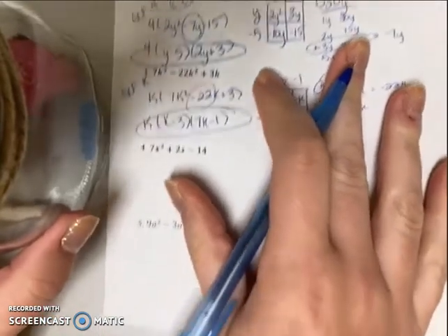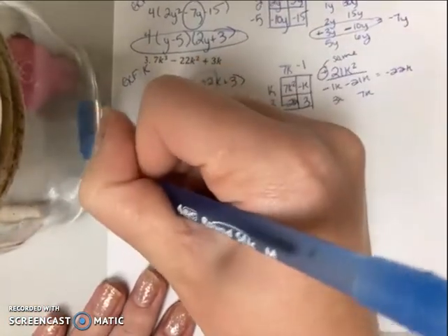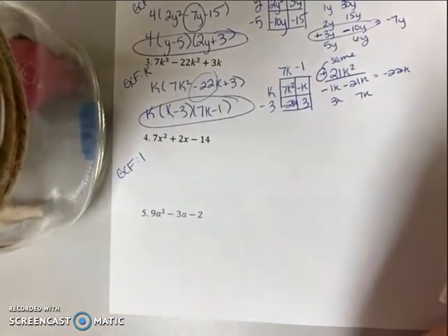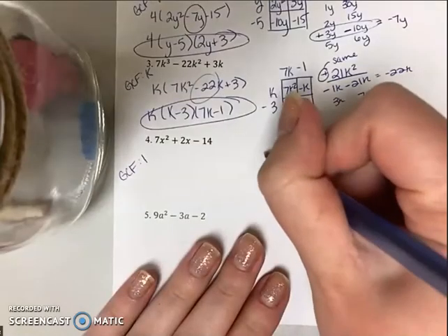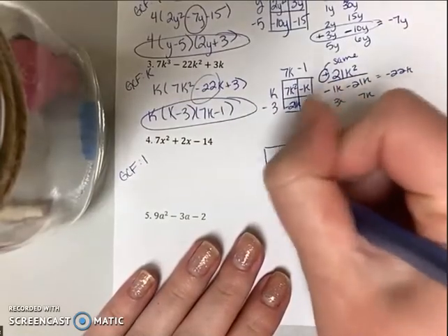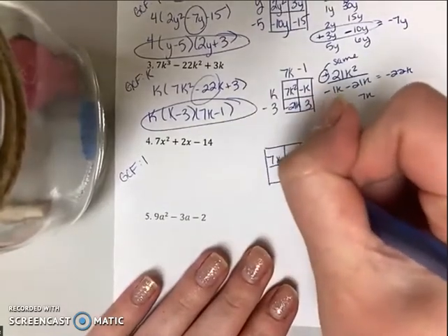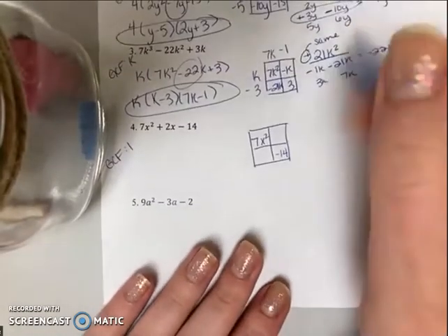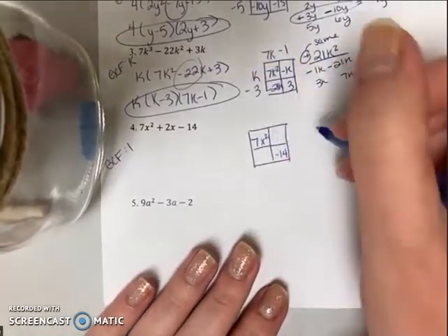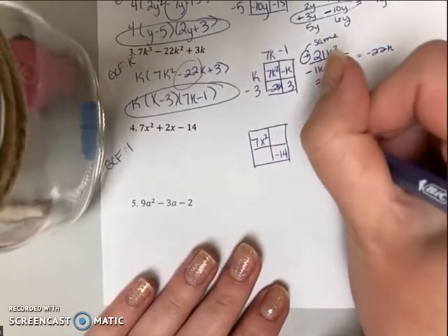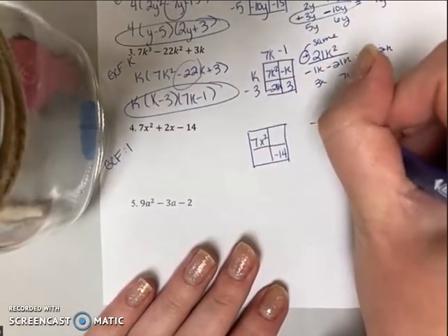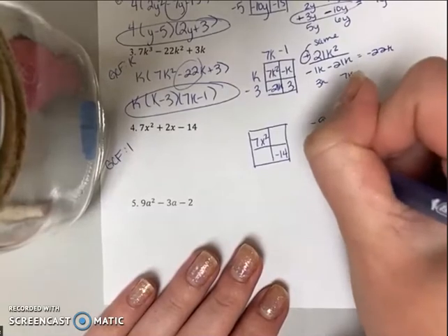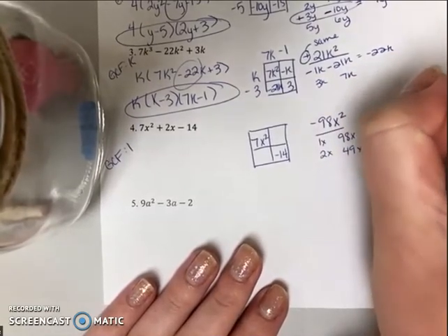Number 4, I don't see any GCF other than 1, so I don't have to rewrite this at all. I can go ahead and begin my box method. Drawing my box. First term goes in the first box, last term goes in the last box. Make sure you're bringing that sign with. Now I need to multiply these together. So 7 times -14, that would be a -98x squared.